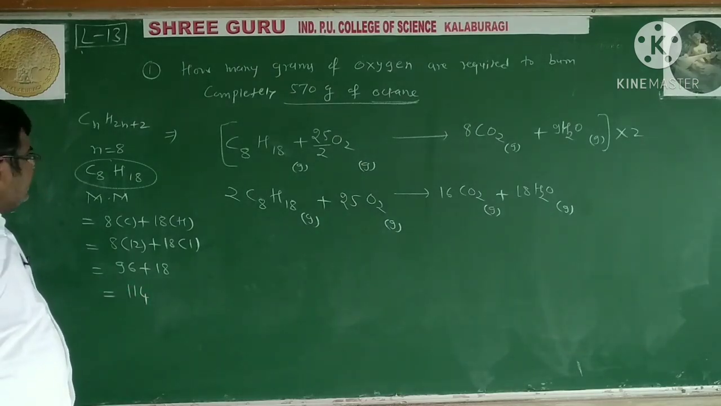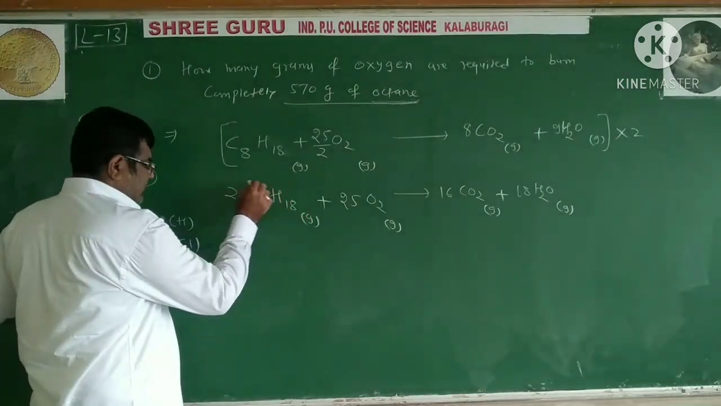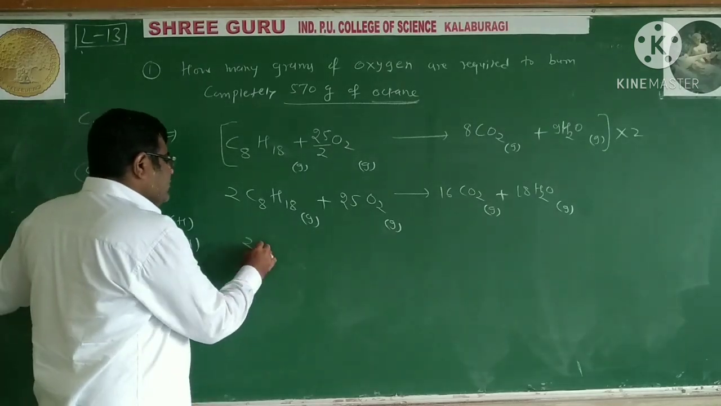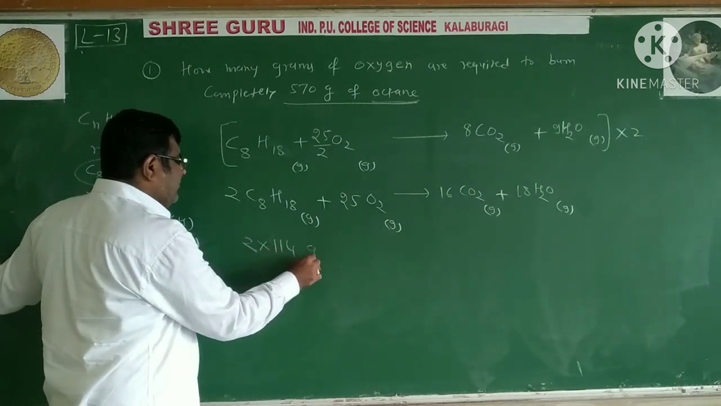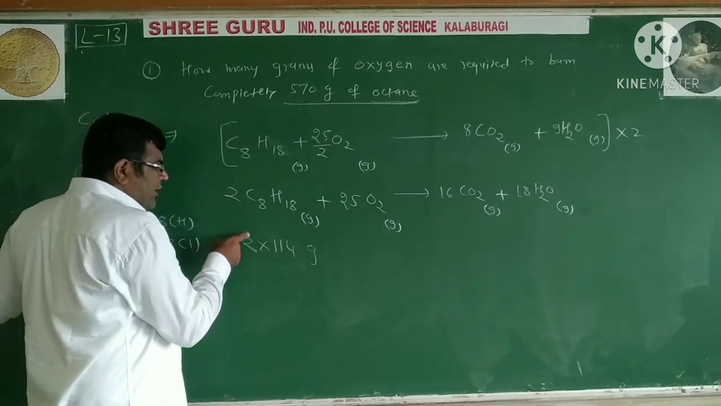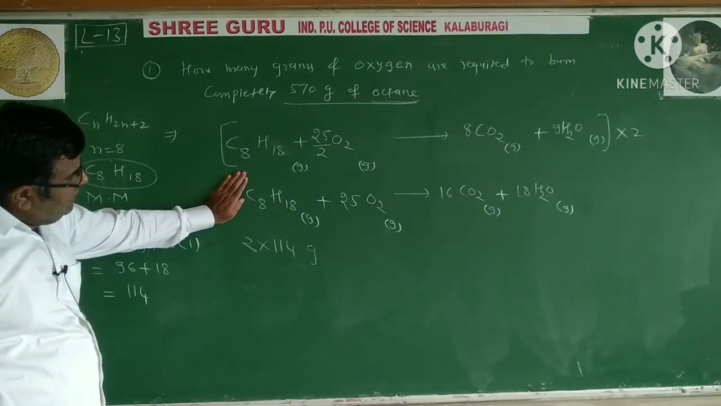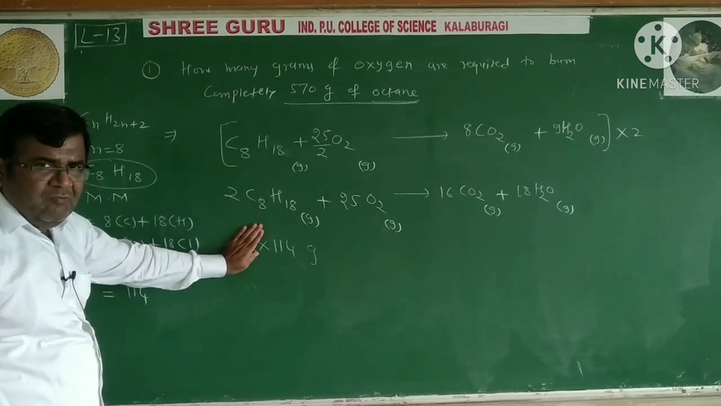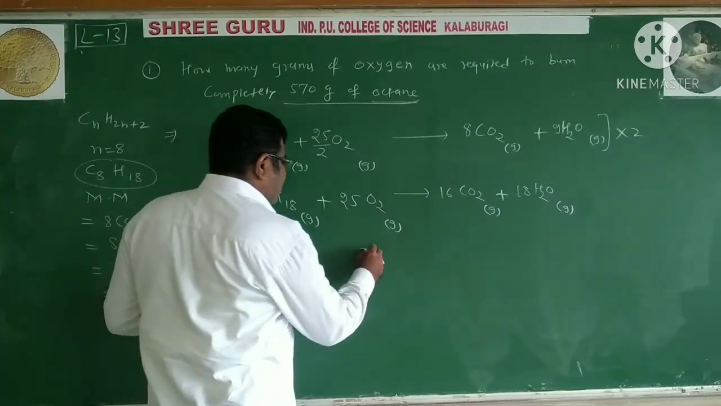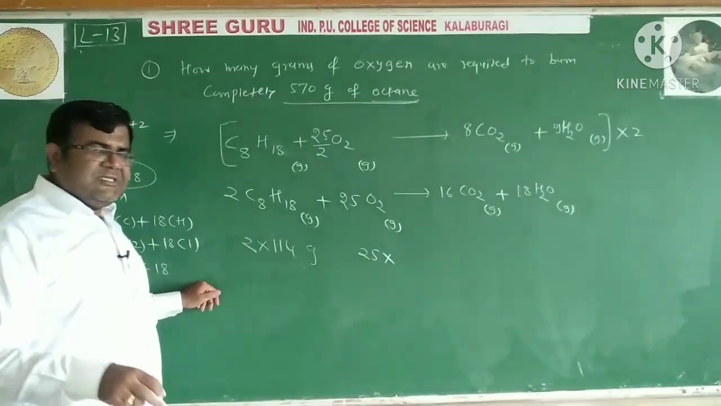So you can say that 1 mole of C8H18 has a molecular mass of 114 gram. So we say 2 into 114 gram of octane. Why do we say 2 into 114? Because we get 2 from the balanced chemical equation, and this molecular mass of C8H18 is 114 gram. How much oxygen is required? 25 into 1 molecule of oxygen, 16 plus 16, 32 gram.